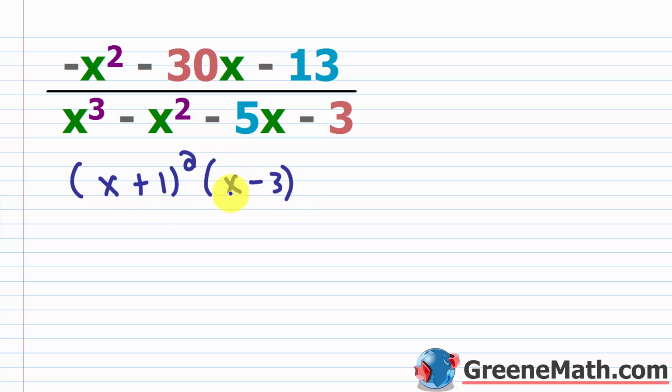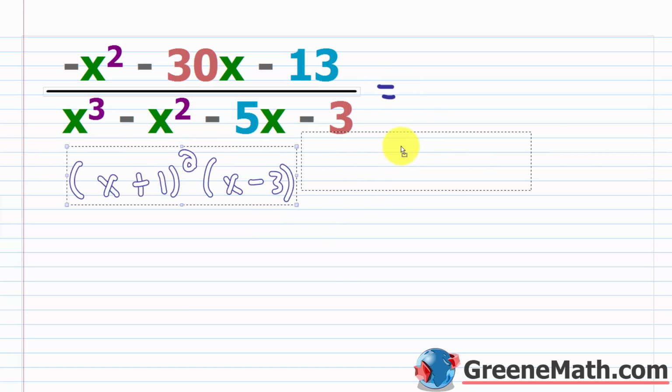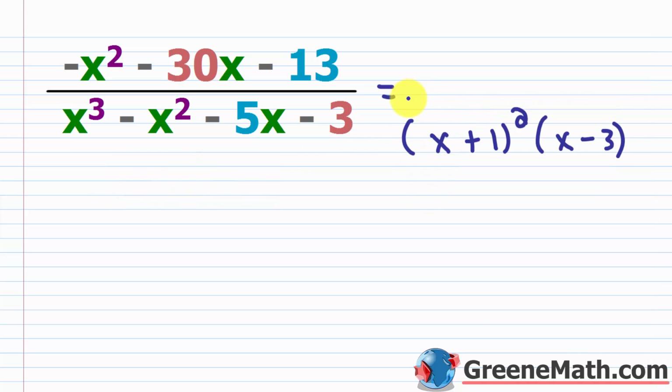Again, if you're working these in a workbook or something like that, you're going to have to take the time to use your rational roots test and then go through the possibilities to see if you can factor this. All right, so once you've figured this out and you have this factored, let me just move this over here, and let me put this up here. So -x squared minus 30x minus 13.